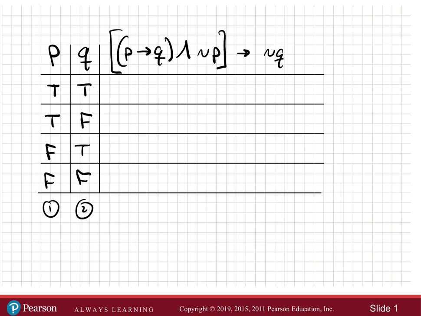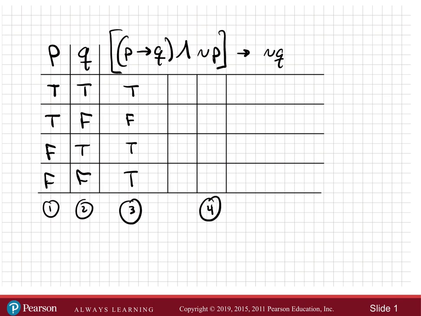Okay, let's see. So we're going to do the nested most set of parentheses first. So this will be our column 3. P implies Q: implication is always true except true implies false. True, false, true, true. Okay. So then if we do not P, this is going to be our column 4. So that's going to be false, false, true, true. Hopefully I'm doing the right thing.